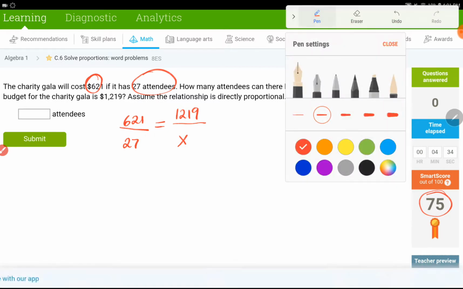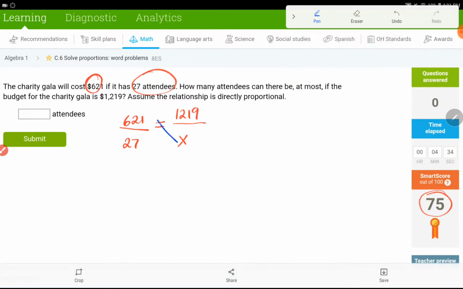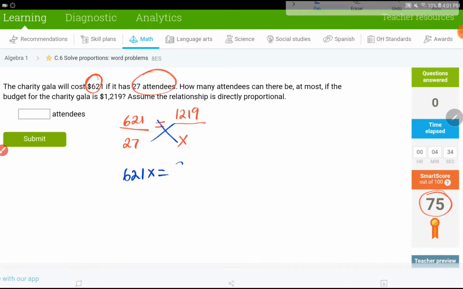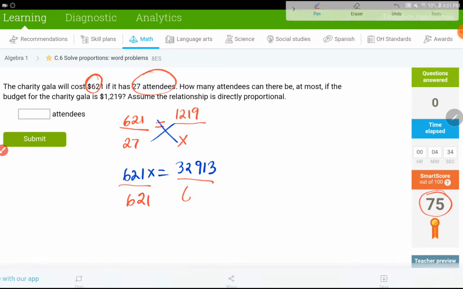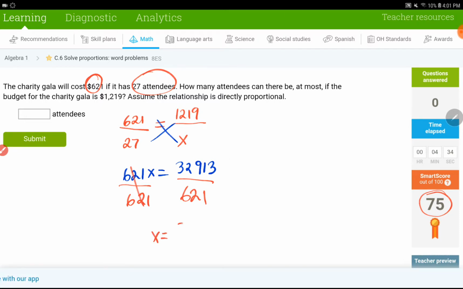So do the cross multiplication, multiply x by 621. That stays the same because they're not like terms. And multiply these two numbers, 27 times 12.19, you get 32,913. We are trying to get the x by itself to figure out how many people will attend. Divide each side by 621. These are going to cancel each other out. x would be equal to 53.